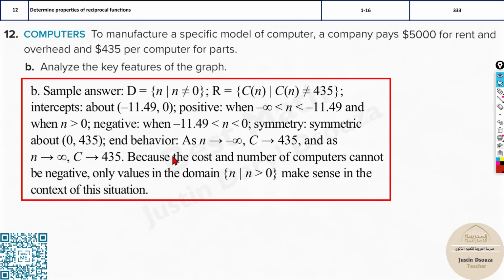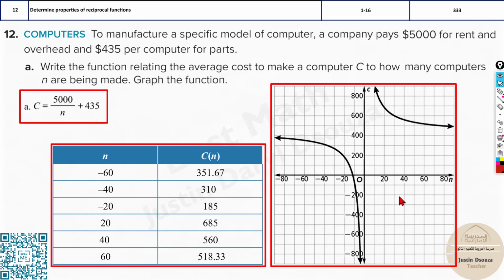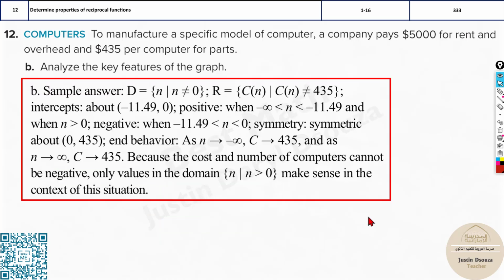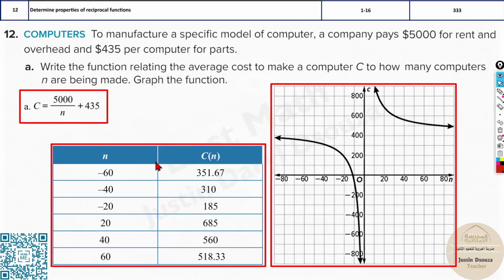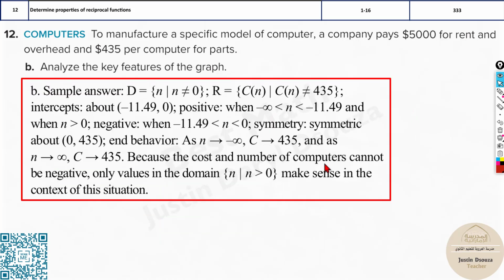And what are the details of the graph we have here? We can just put that stuff over here. The vertical asymptote is 0. The horizontal asymptote is 435. There is an x-intercept over here at negative 10 or negative 11 or something. There is no y-intercept. So all these you can write. Negative is for n less than 0 and positive is for n more than 0, because obviously positive numbers will give positive values over here, since it's a real world problem. So those are a few details of the graph.